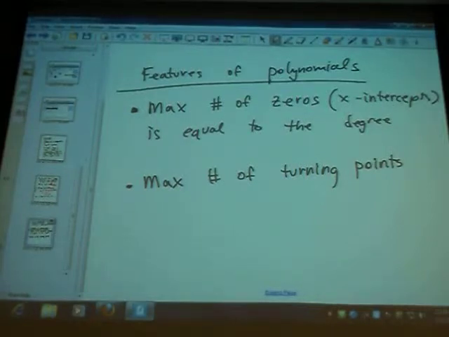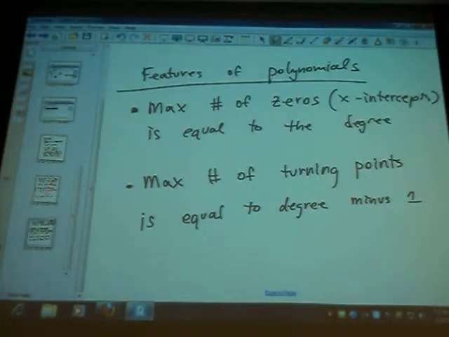The maximum number of turning points is 1 less than the degree. So if your degree is 2, you have 1 turning point. You change direction once. What if your degree is 0? Would it be -1 or 0? That would be 0, because degree 0 would just be a horizontal line. That doesn't change direction at all. So it's the maximum number of turning points, but it could be less than that. If your degree is 3, you could change direction twice. If your degree is 4, you could change direction 3 times, and so on.